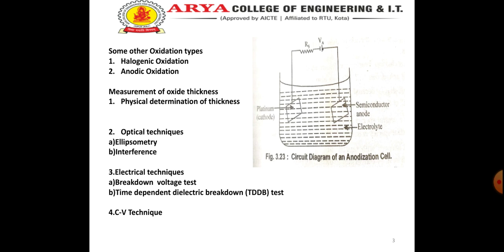Interference. A second optical technique for measuring oxide thickness is interference. This system uses light at a nearly normal incidence to the film. The reflected light intensity is measured as a function of wavelength. Now, electrical techniques. Electrical techniques can also be used for measurement of oxide thickness. The simplest electrical measurement is the breakdown voltage.